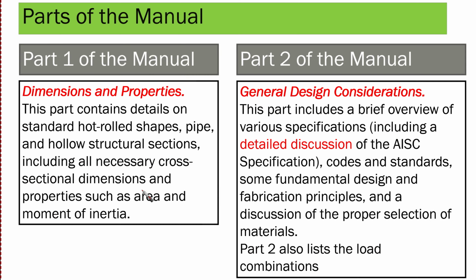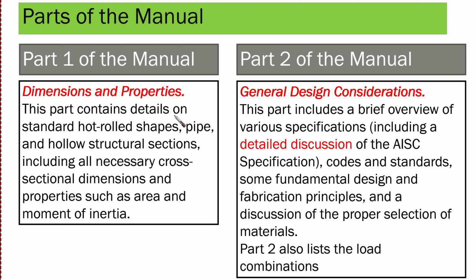Okay, now let's go and get some exposure to the parts of the manual. So we have part 1 of the manual. Actually, we have many parts of the manual, and every part deals with one particular side of steel members in general. For example, part 1 of the manual is titled Dimensions and Properties.